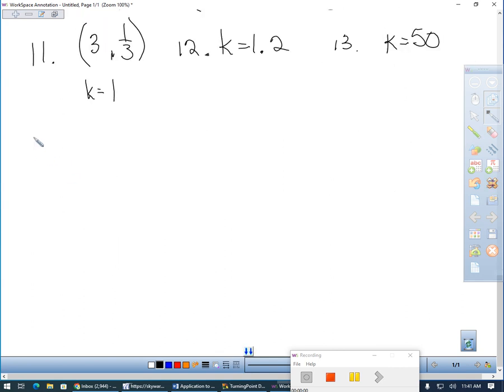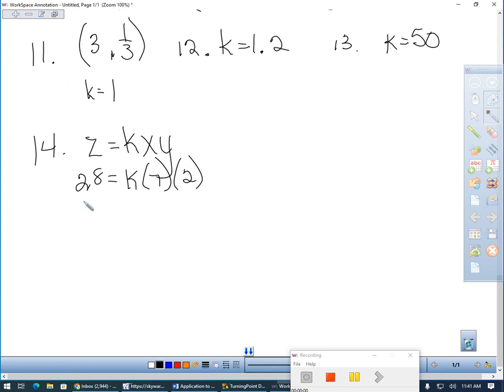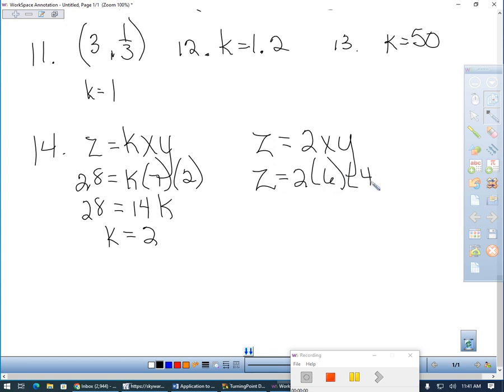For number 14, it says z varies jointly with x and y. So we have z equals k. Jointly means we're going to multiply by x and y. So first we start by plugging in 7, 2, and 28. So we have 28 equals k times 7 times 2, or 28 equals 14k. So k equals 2. Now we plug that back in. We have z equals 2xy. And now we go to the directions where it says find z when x equals 6 and y equals 4. Z equals 2 times 6 times 4, or z equals 48.